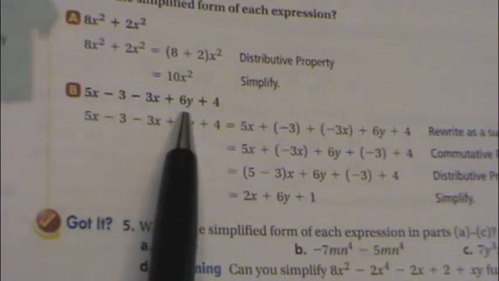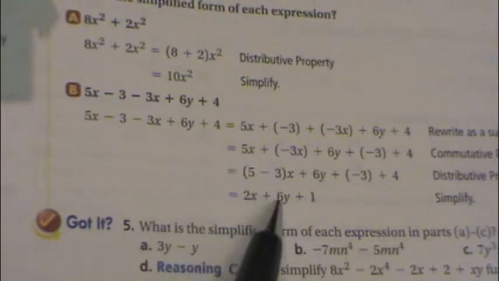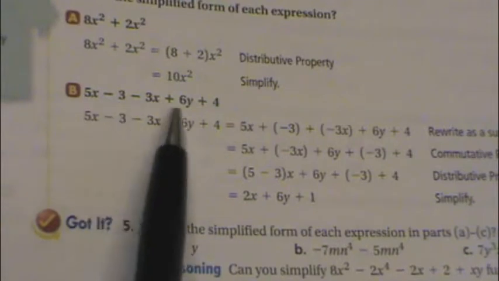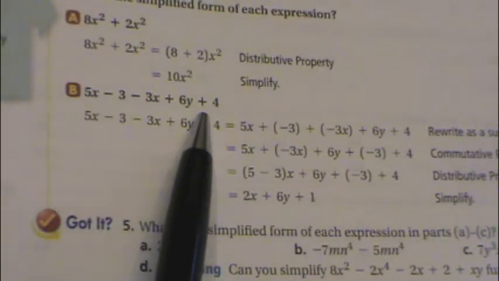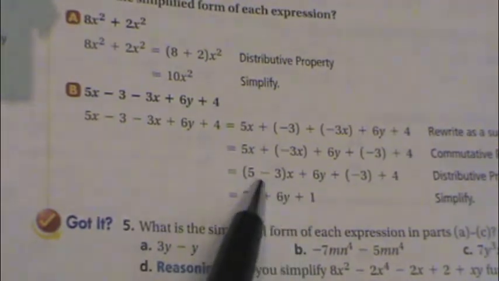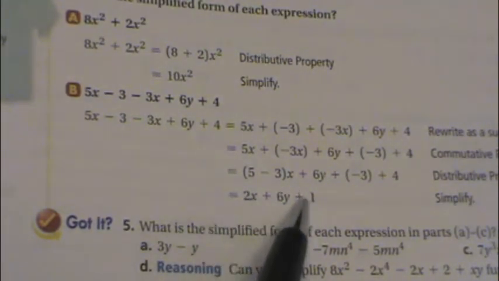You've got only one y term. Can't do anything to simplify that, so we'll leave it alone. Plus 6y right there in our answer. Negative 3, positive 4. What's negative 3 plus 4? 1. Put that in your answer, and we've simplified our first expression.